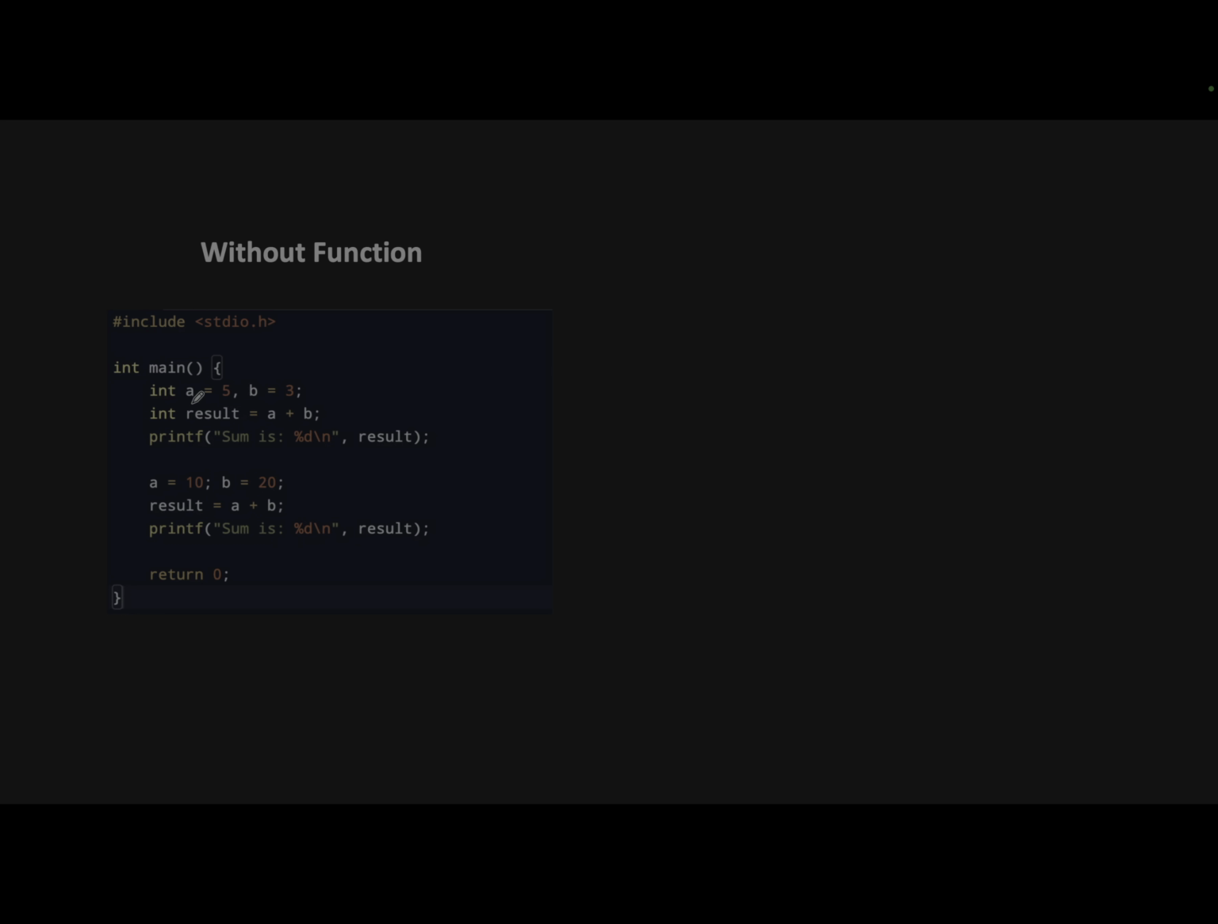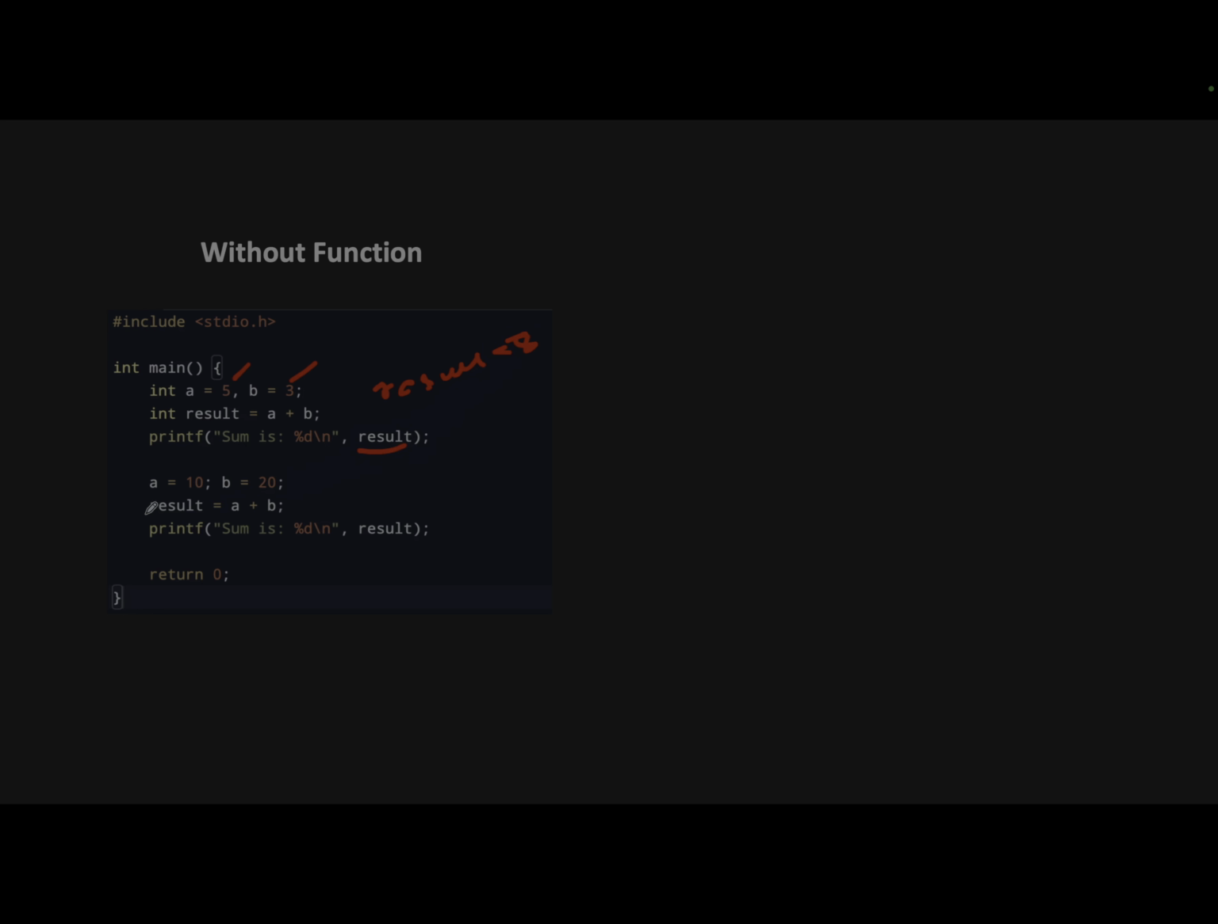Here we have initialized A equal to 5 and B equal to 3. So this is quite easy, right? We are directly assigning the values, that is A equal to 5 and B equal to 3. And we are obtaining the result, that is A plus B, 5 plus 3, and storing it in the result variable. Until now we have result equal to 8, because 5 plus 3 is 8. And we are printing the result with %d.